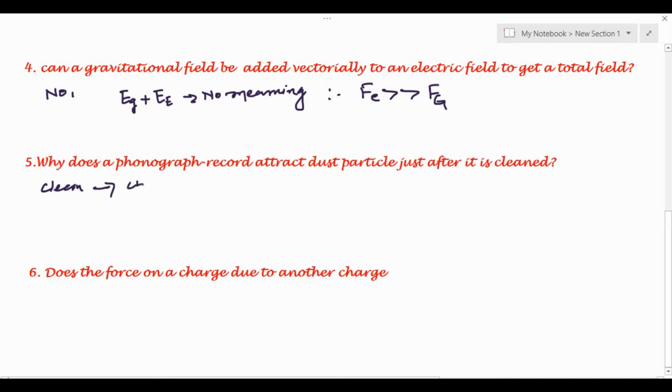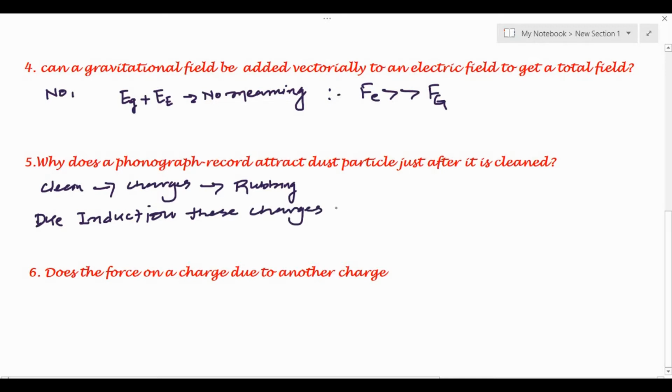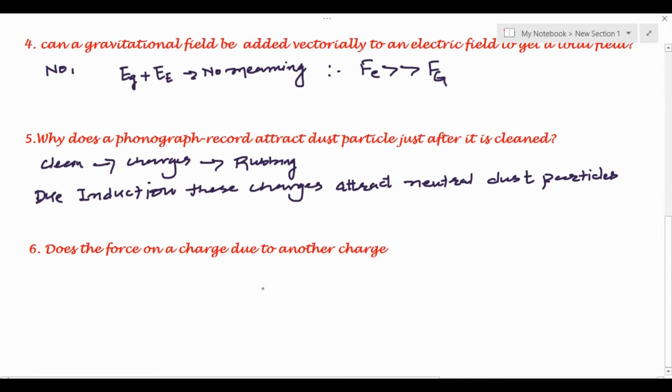When you clean it, charges will be there due to rubbing. Due to induction of charge, these charges attract neutral dust particles due to induction. Remember this fact.